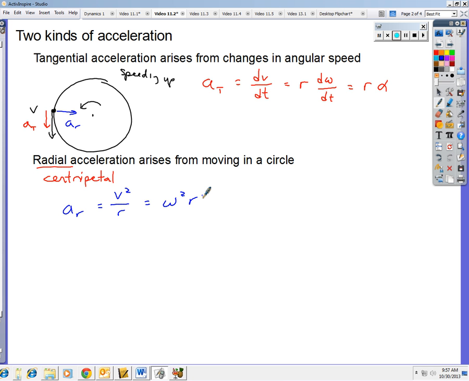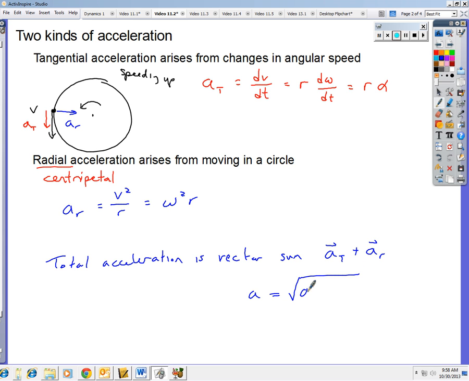And the net acceleration is the vector sum of those two. So the total acceleration is the vector sum a_t plus a_r. Since a_r is always perpendicular to a_t by definition, we can use the Pythagorean theorem, and it looks like that for the magnitude of the total acceleration.